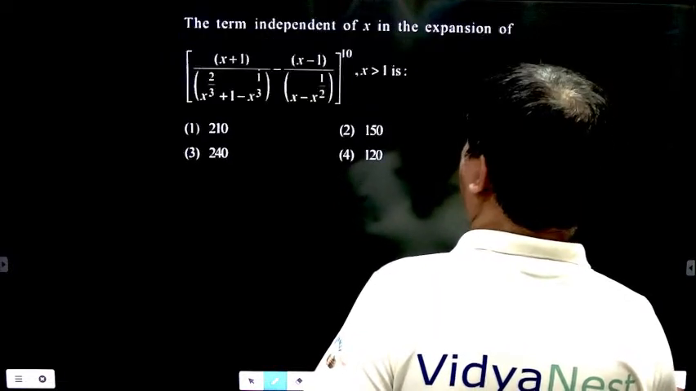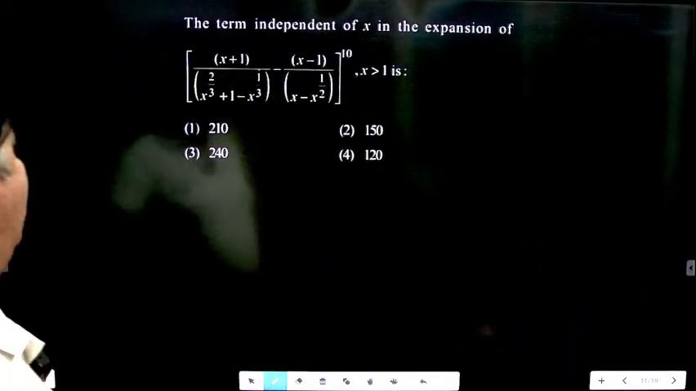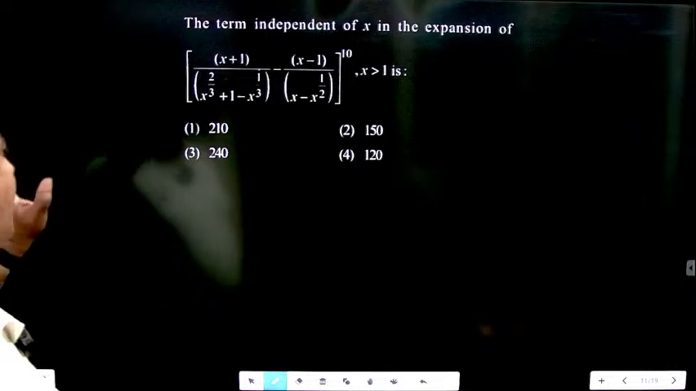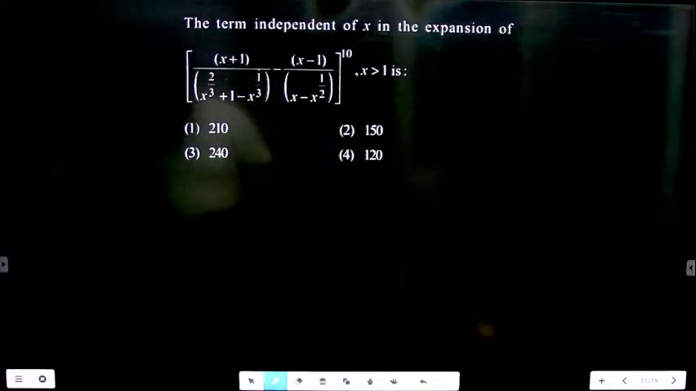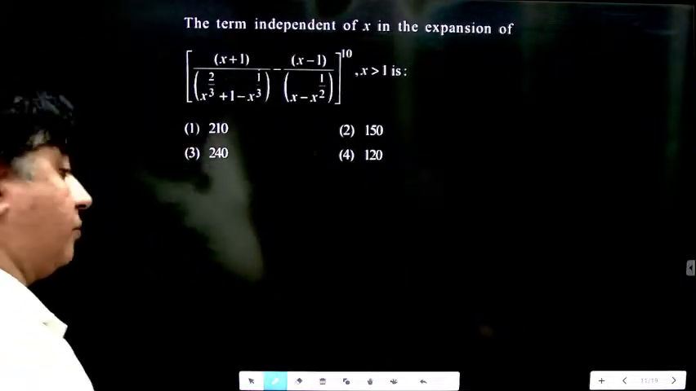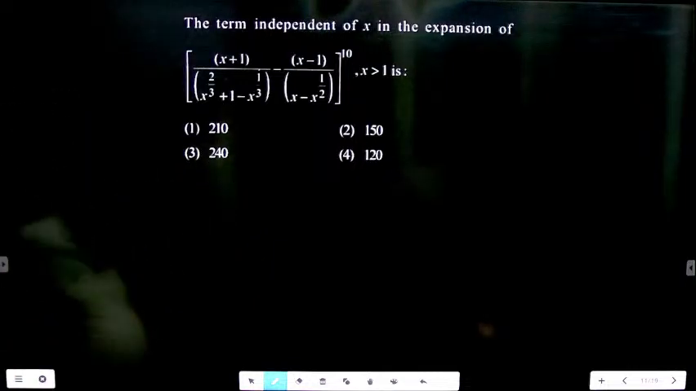Just wait. Now go through this sum. It is related to binomial. You just observe this, then proceed. First you observe, simplify, and proceed. Sir, I need a little bit of help.